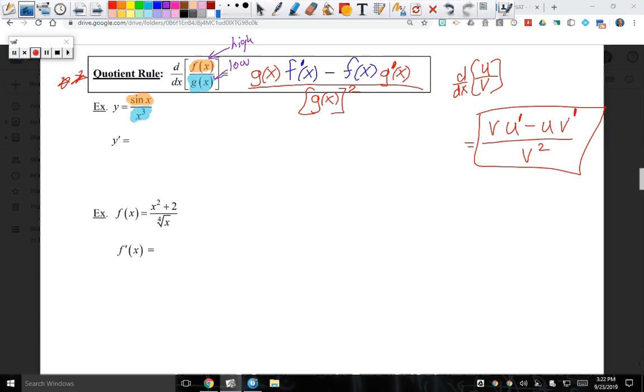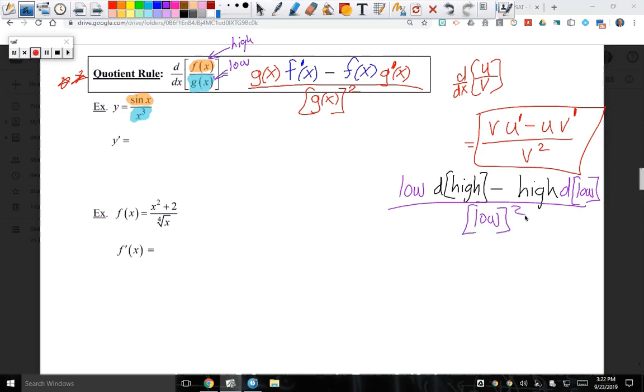So here we go. This would be low d high minus high d low over low low. That's weird, I know. But low d high minus high d low over low low. I think you'll remember that more than g of x, f prime of x, you know what I mean, and stuff like that.